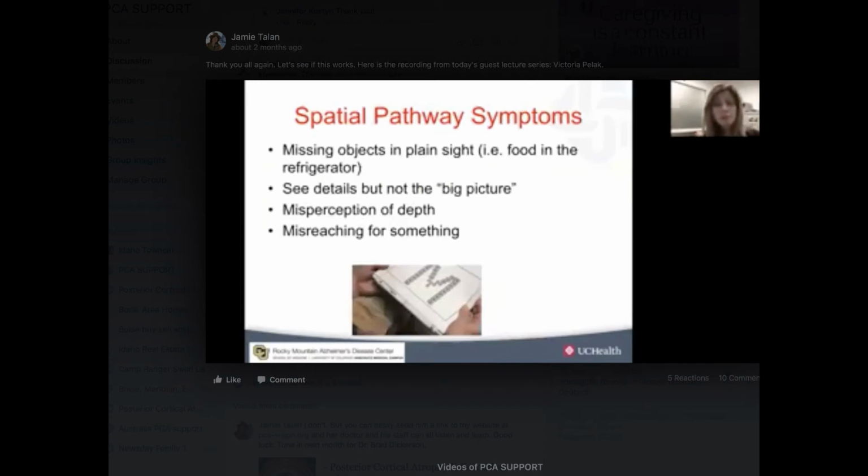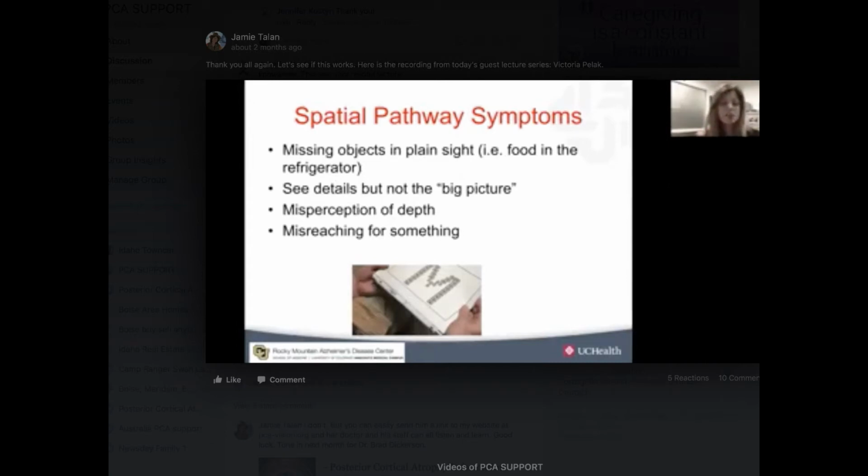So let's talk about some of the symptoms that occur in PCA that may be within that spatial pathway. Well, one that many people describe is missing objects that are in plain sight. And we hear this a lot when you go to look inside of a refrigerator and you're really looking for maybe the leftover pasta that you want to find. Suddenly you look and it doesn't seem to be evident to you, even though it may be within your plain sight or right in front of you. That may be a spatial pathway symptom that is very common in PCA if that pathway is affected.